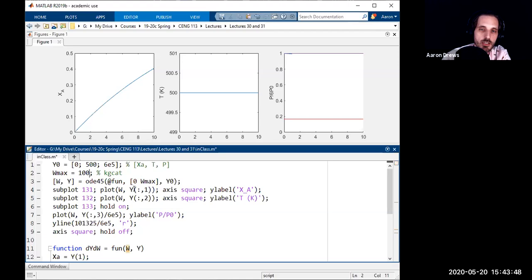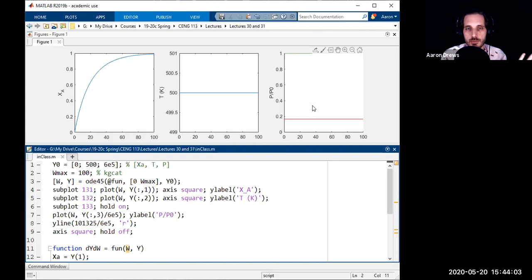And okay, my X is starting to go all the way up to one, but even after 100 kilograms of catalyst, my temperature has not changed and my pressure has not changed. The reason being I have forced them to be the same. I have artificially modified my system just to do a little sanity check on myself: in a big enough system, if the reaction is irreversible and it's isothermal and isobaric, I ought to be able to get 100% conversion. But let's see if that actually happens.